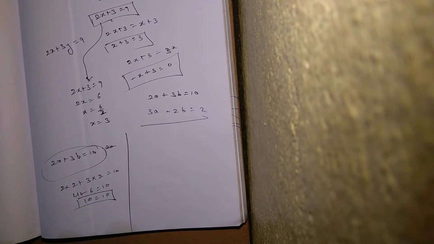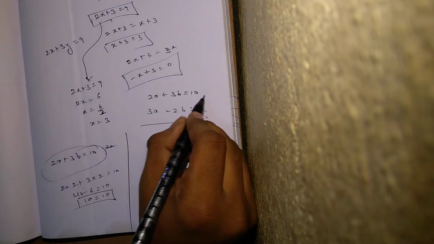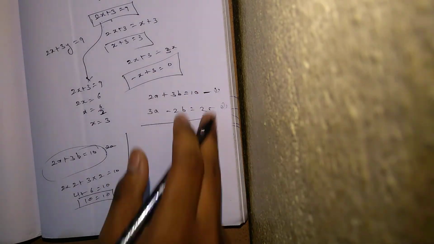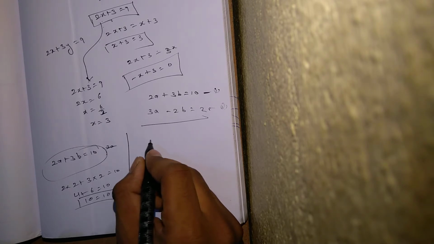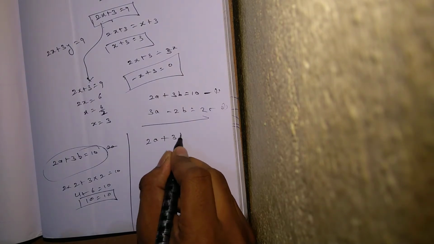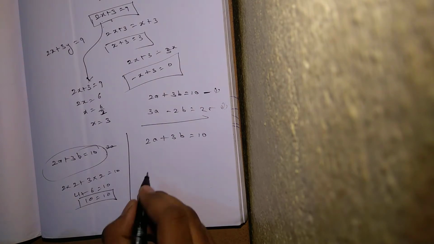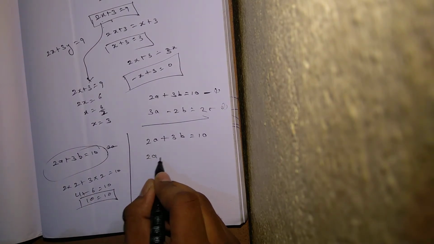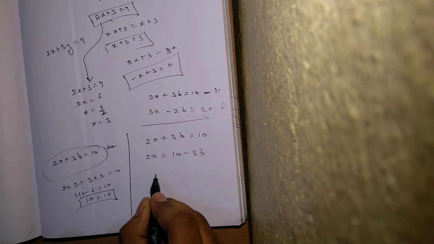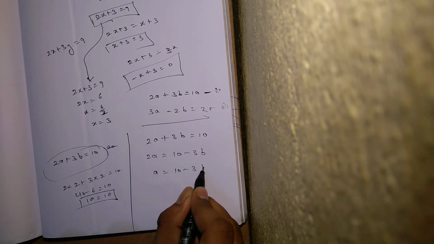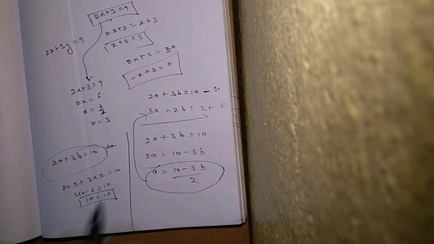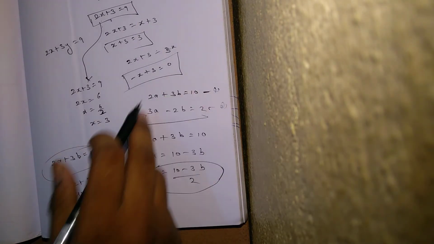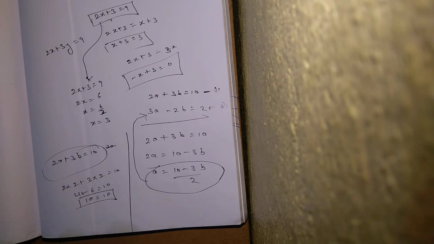And the other is the substitution method. That means you consider one equation. This is equation 1, this is equation 2. From these two equations, you consider any one of the equations. Let us suppose equation 1. From this, 2a is equal to 10 minus 3b, right? So a is equal to (10 minus 3b) by 2. Then you substitute this a value in equation 2. Then the entire equation will be in terms of b. Hence you can easily find out the value of b from that, right?